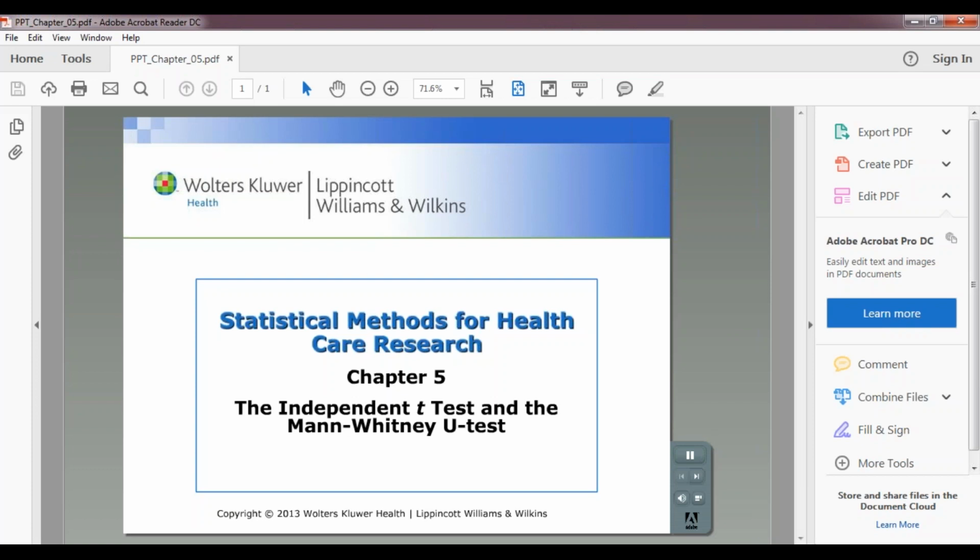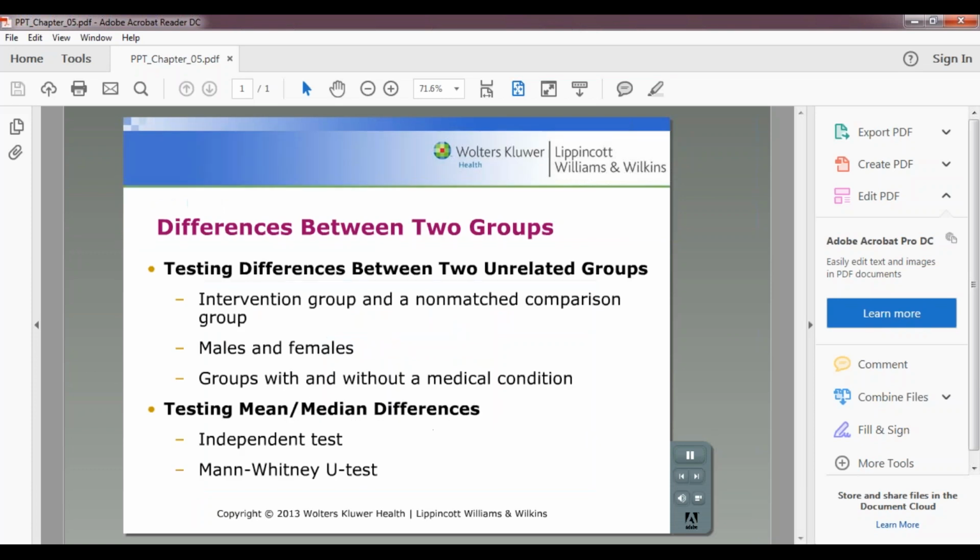This is a lecture for the independent t-test and the Mann-Whitney U-test. These two tests are a type of inferential statistical analysis. They fall under the umbrella of inferential statistics. One is non-parametric, which is the Mann-Whitney, and the other is parametric, which is the t-test. I'll talk a little bit about what constitutes the difference between parametric and non-parametric on the following slides.